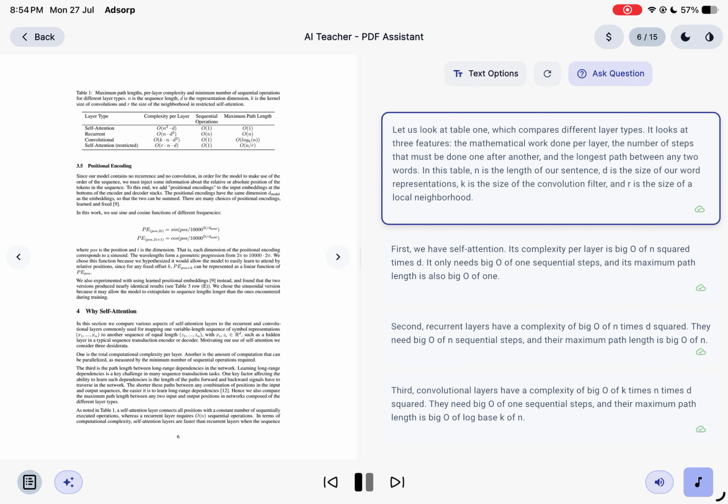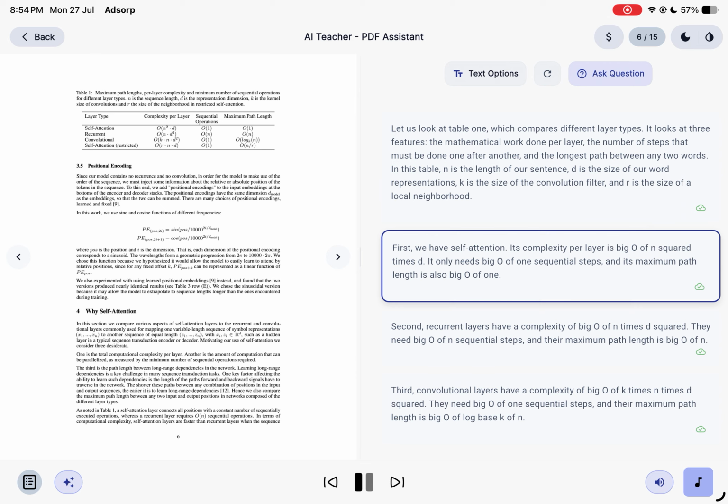In this table, m is the length of our sentence, d is the size of our word representations, k is the size of the convolution filter, and r is the size of a local neighborhood. First, we have self-attention. Its complexity per layer is big O of n squared times d. It only needs big O of 1 sequential steps, and its maximum path length is also big O of 1.